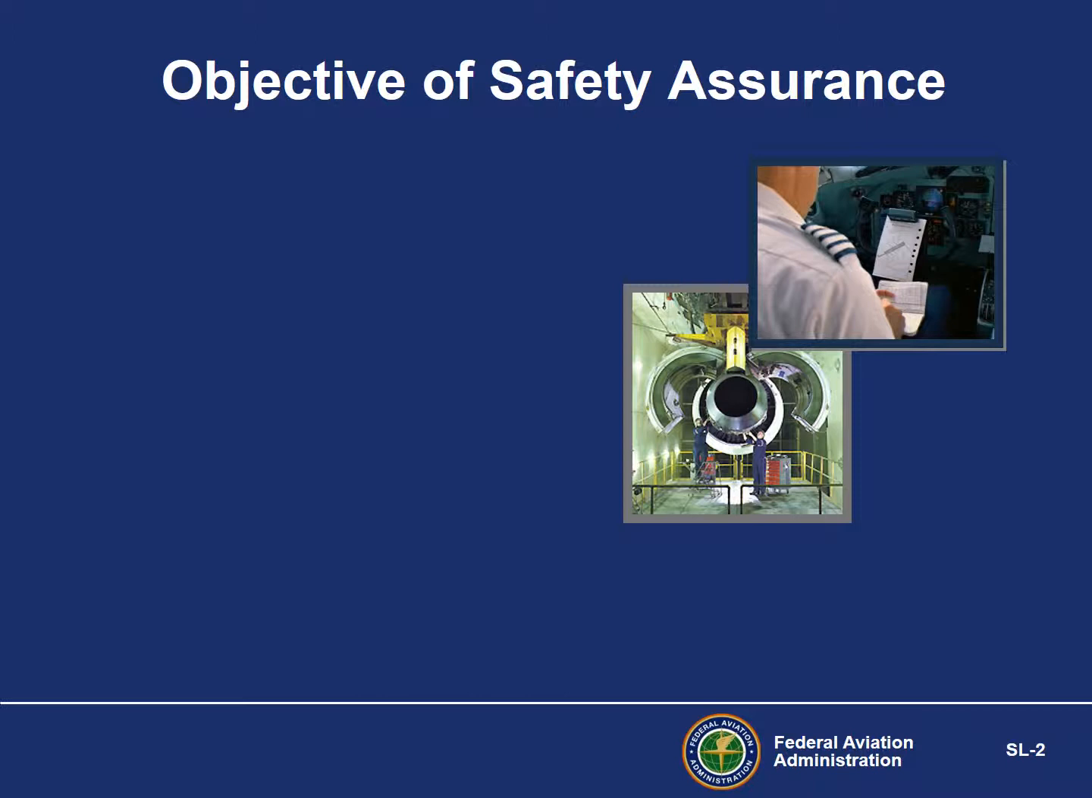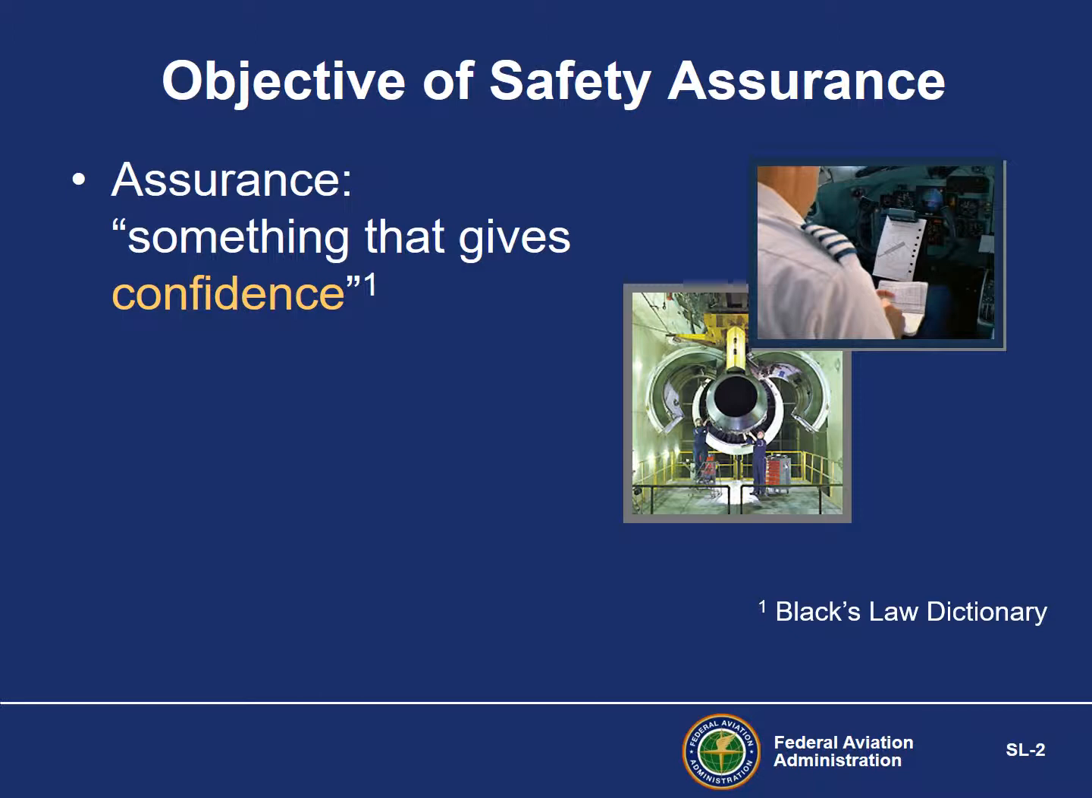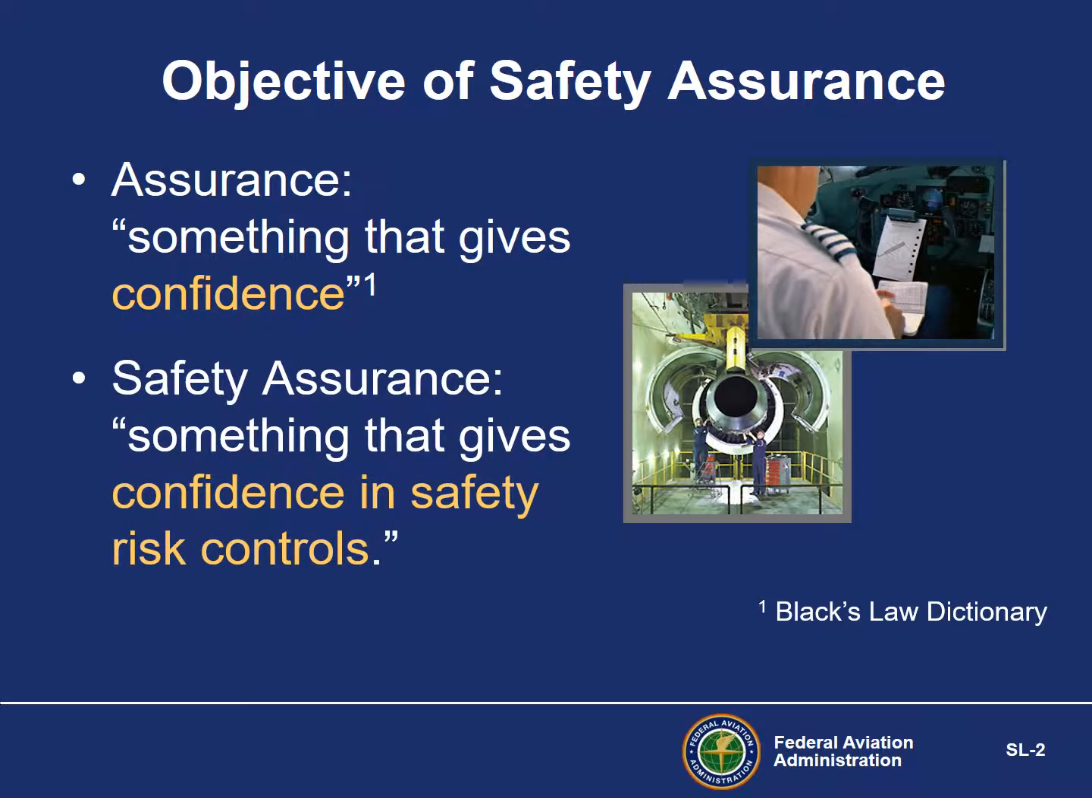Black's Law Dictionary gives us a definition of assurance as something that gives confidence. Safety assurance gives us confidence in our safety risk controls. In other words, a properly administered safety assurance process provides confidence that the organization is meeting or exceeding its safety objectives by controlling risk. Safety assurance helps us to control the practical drift, which happens as a natural part of any organization, and gives us confidence that risk controls remain effective.